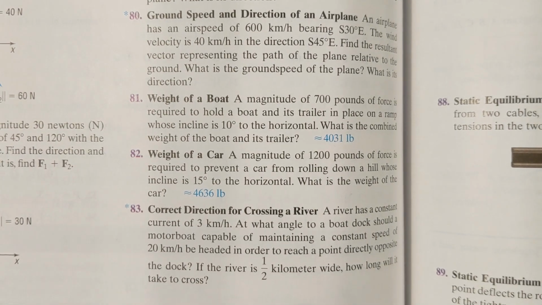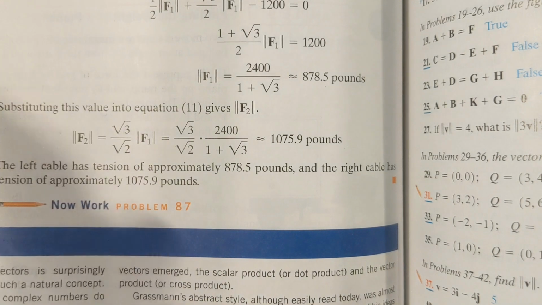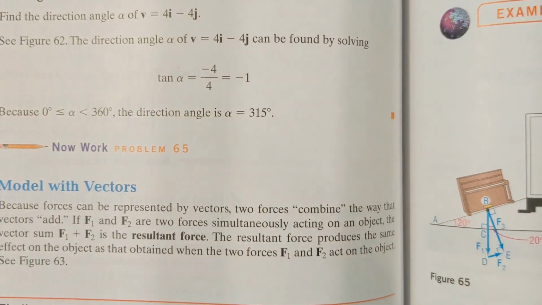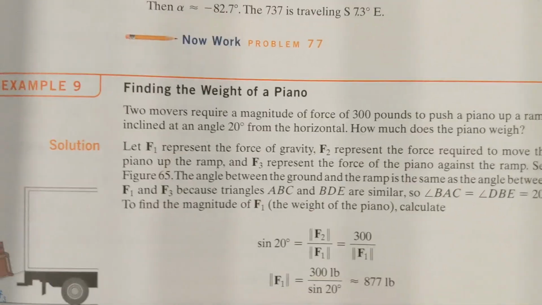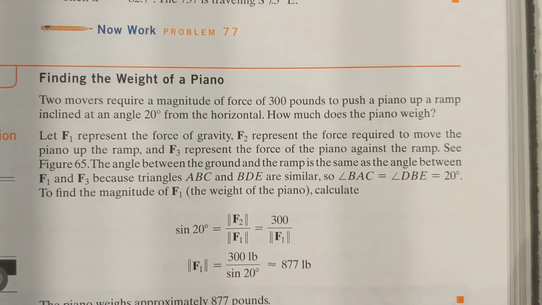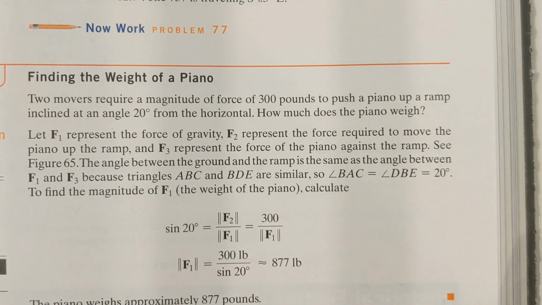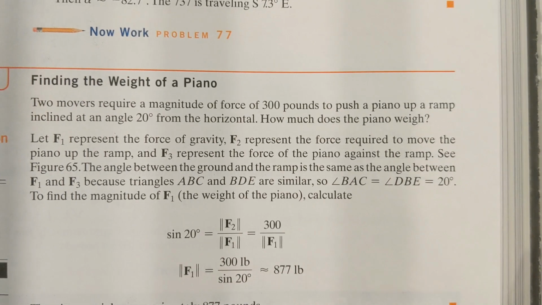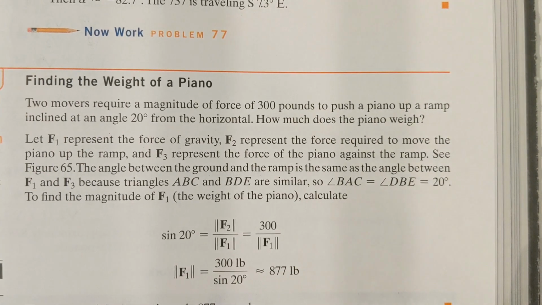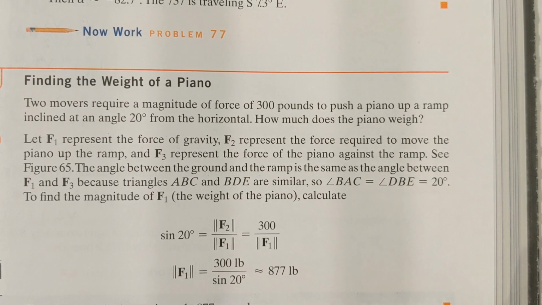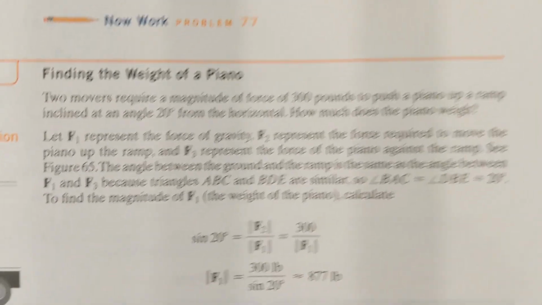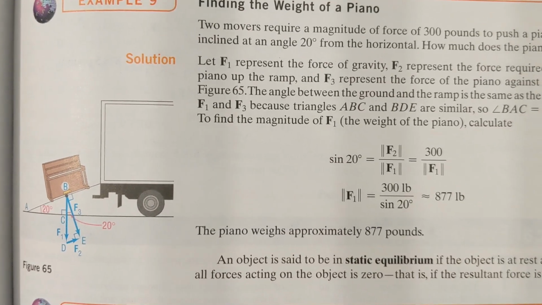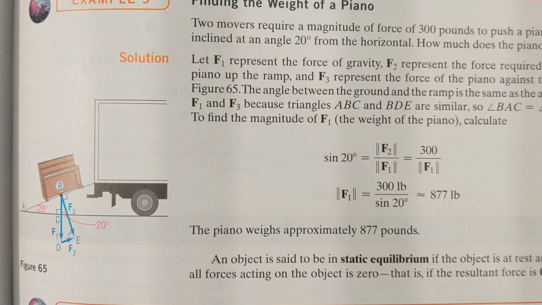If you were to flip back in the book two pages, they have a similar problem. It's example 9, and it says that two movers require a magnitude of force of 300 pounds to push a piano up a ramp inclined at an angle of 20 degrees from the horizontal. How much does the piano weigh? They're very similar in the wording. You're wanting to find the weight of a piano, and in this problem we're going to find the weight of a car.